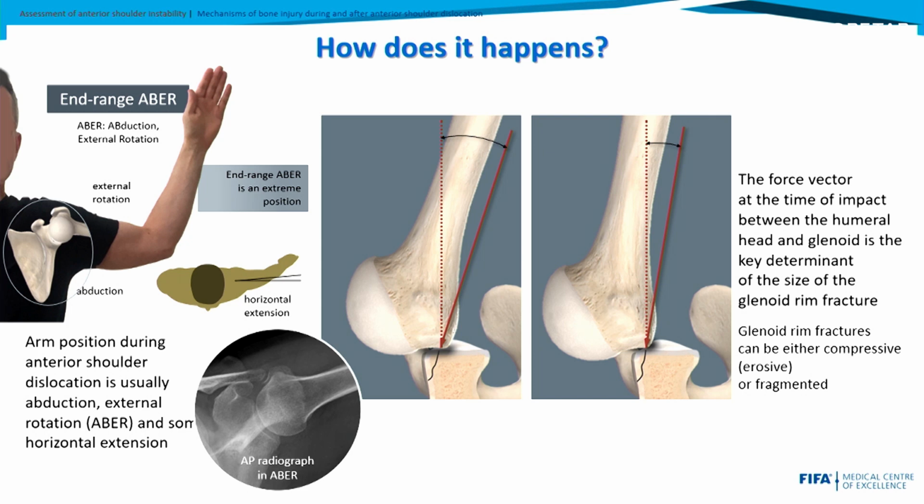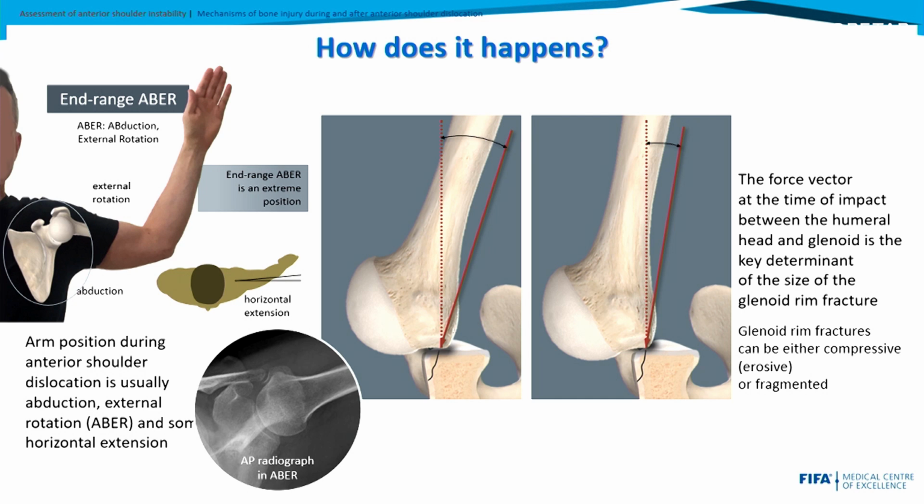This is the most common position in which the shoulder dislocates anteriorly, and here you can easily see the red line is the force vector at the time of impact in that position. It starts from the humerus and hits the anterior part of the glenoid. So in this phase 1, the glenoid part is affected. That's why if there is a Hill-Sachs lesion, we also always see the Bankart. But sometimes we see a Bankart lesion without a Hill-Sachs lesion. So the first phase always affects the anterior part of the glenoid.